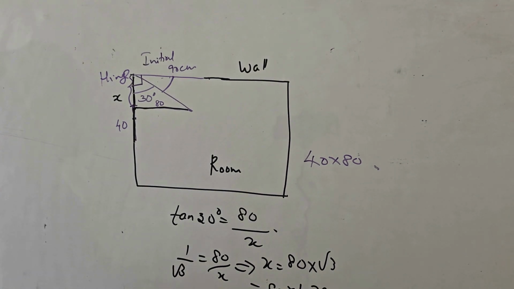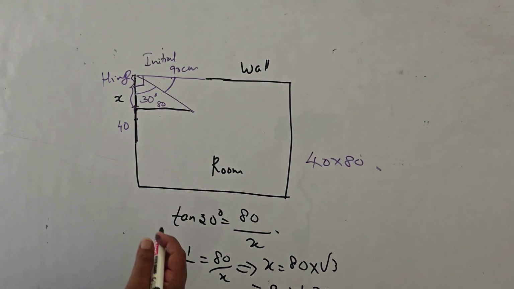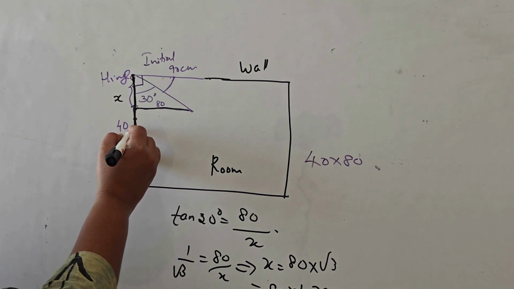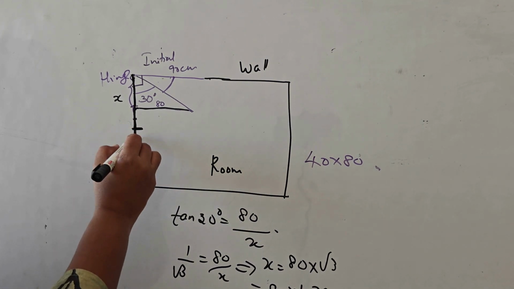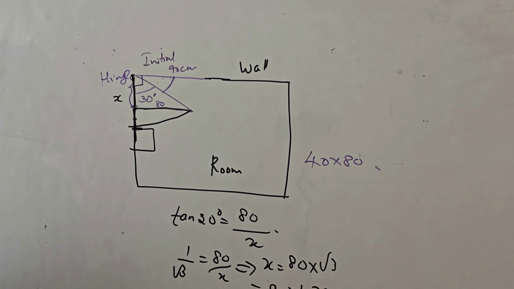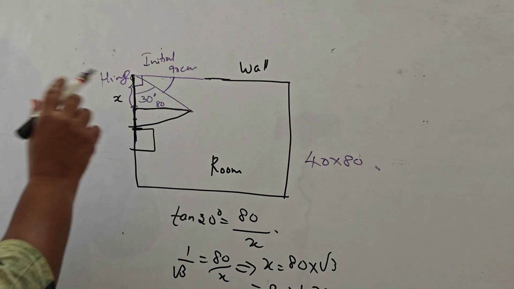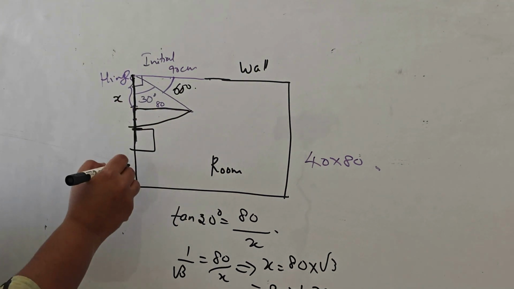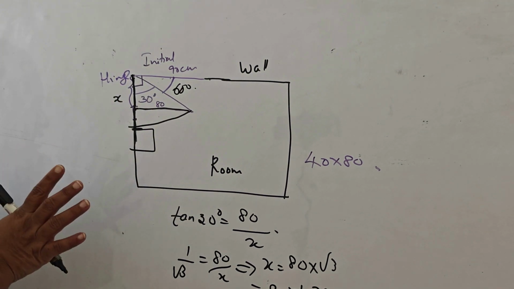Now what has happened is that 80 into 1.73 is a value more than 90. It basically means the x value is more than 90, which means that the table is somewhere here. The door can open without any obstruction. That was not our intention. Our intention was to keep the table in such a way that the door is obstructed and the angle here is only a 60 degree. So I cannot keep 40 centimeter along the wall. I have to keep the 80 centimeter along the wall.